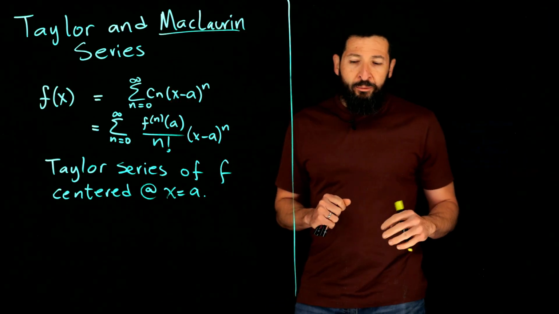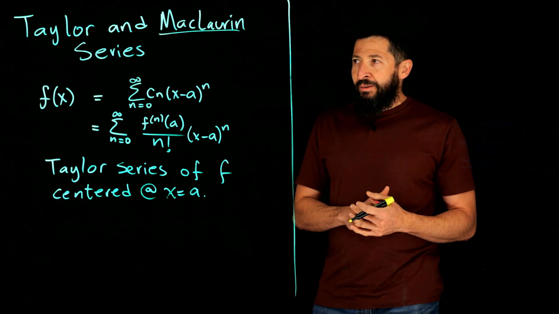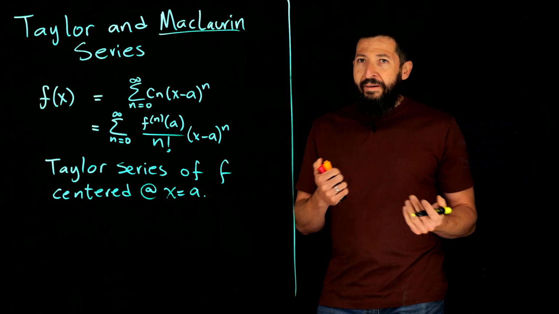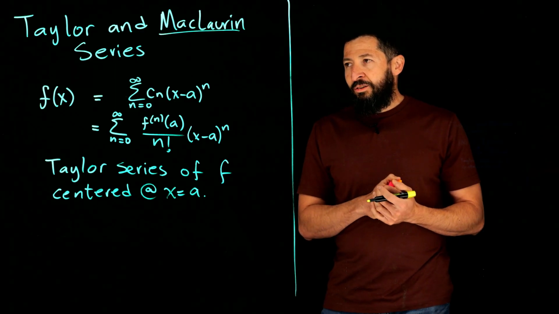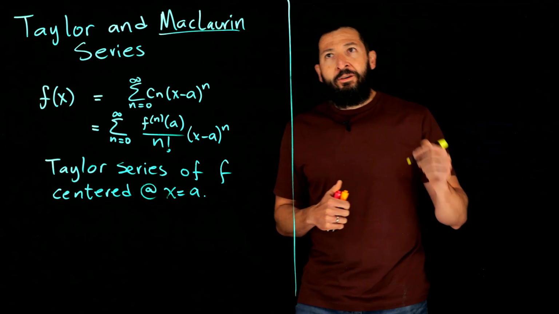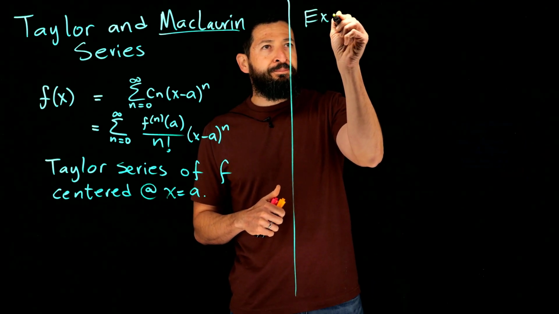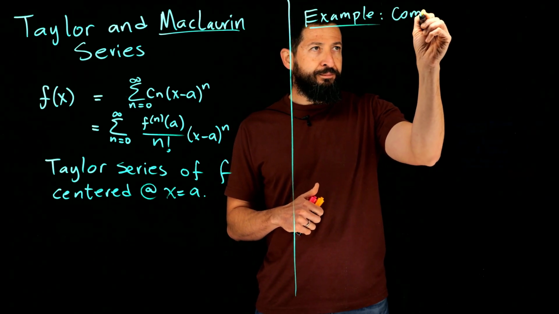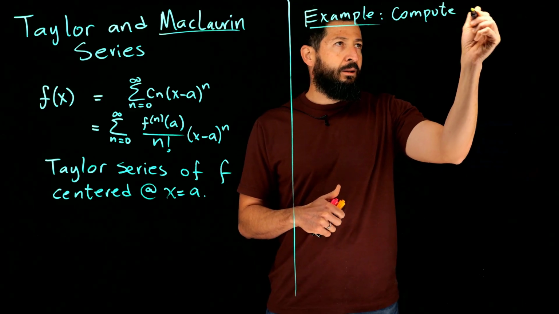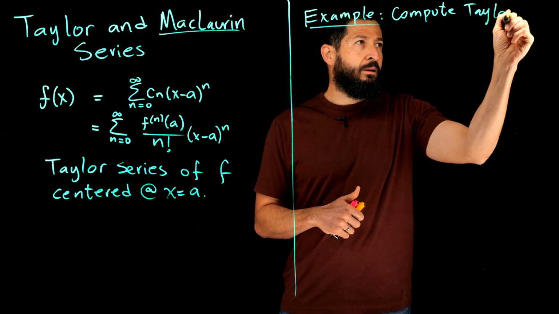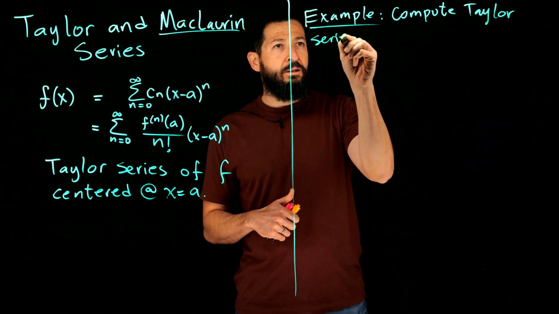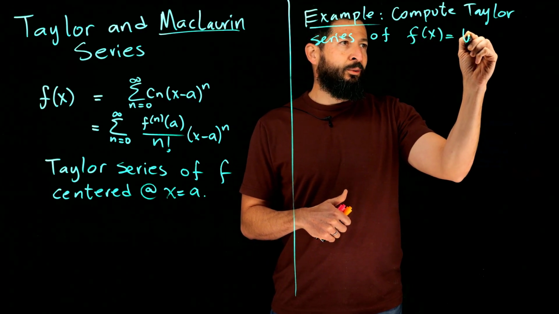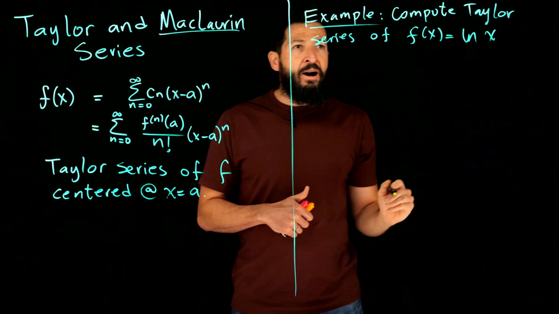And of course, the next question that we will have is, well, once you have a series of this form, what can we say about the convergence? Is it going to be, or the intervals or radius of convergence? And so those are the questions we're going to talk about. So let's start with an example. So let's compute the Taylor series of the function f of x equals, let's do a typical one, natural log of x, centered at 1.